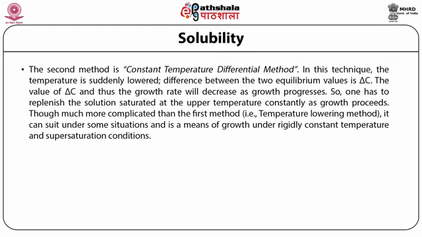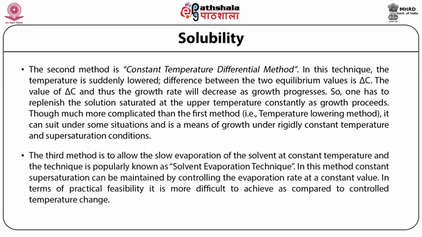The second method is constant temperature differential method. In this technique, the temperature is suddenly lowered. Difference between the two equilibrium values is ΔC. The value of ΔC and thus the growth rate will decrease as growth progresses. So one has to replenish the solution saturated at the upper temperature constantly as growth proceeds. Though much more complicated than the first method, that is the temperature lowering method, it can still under some situations be a means of growth under rigidly constant temperature supersaturation conditions.